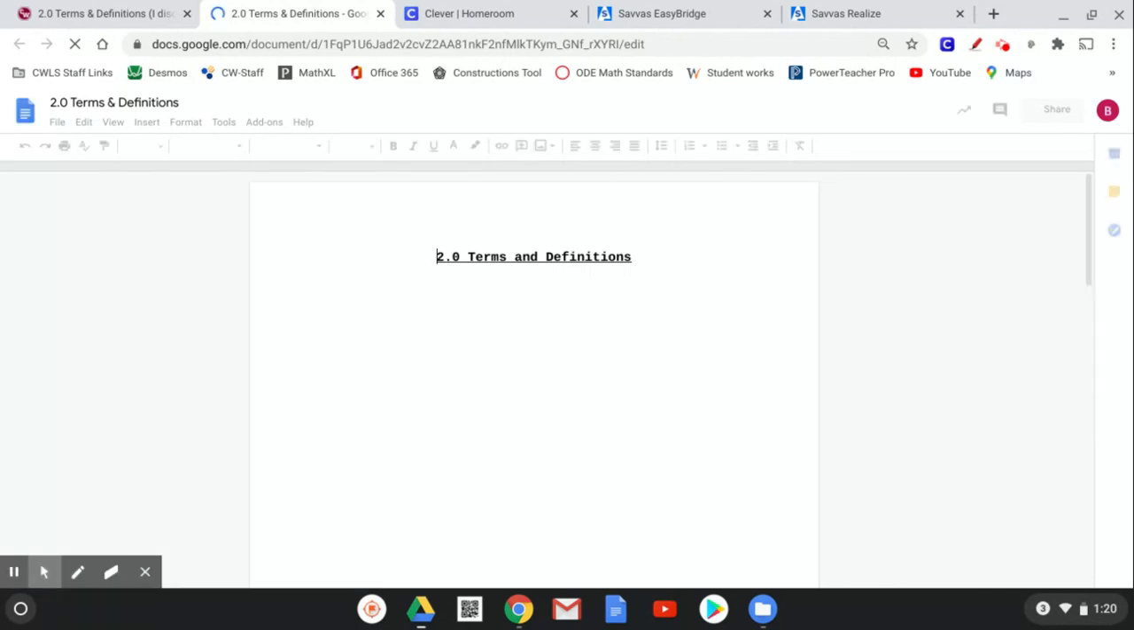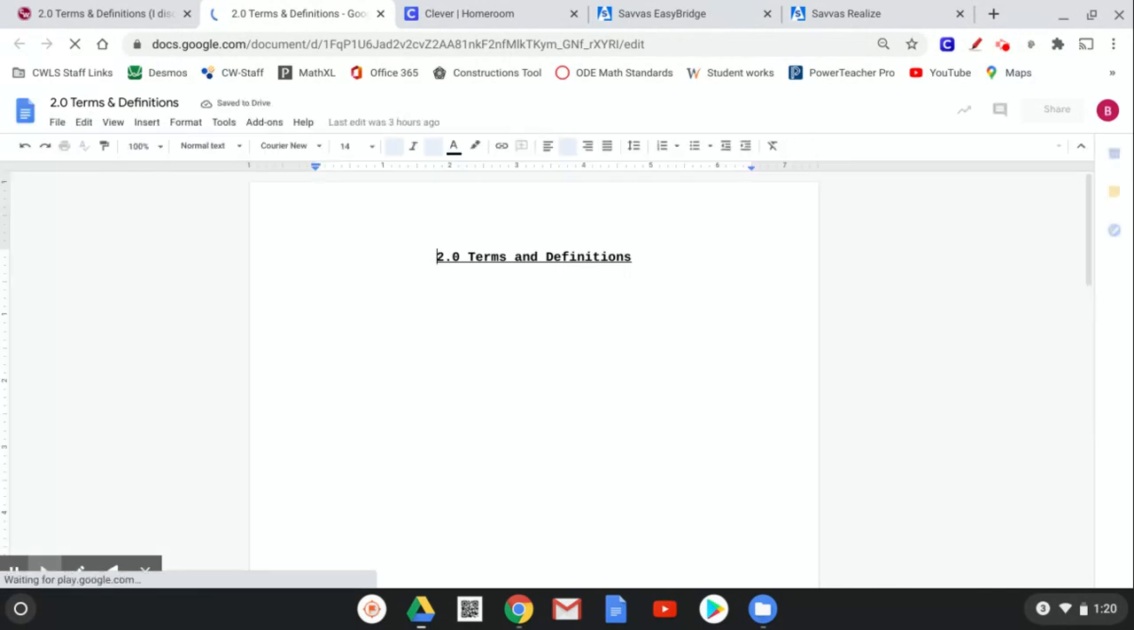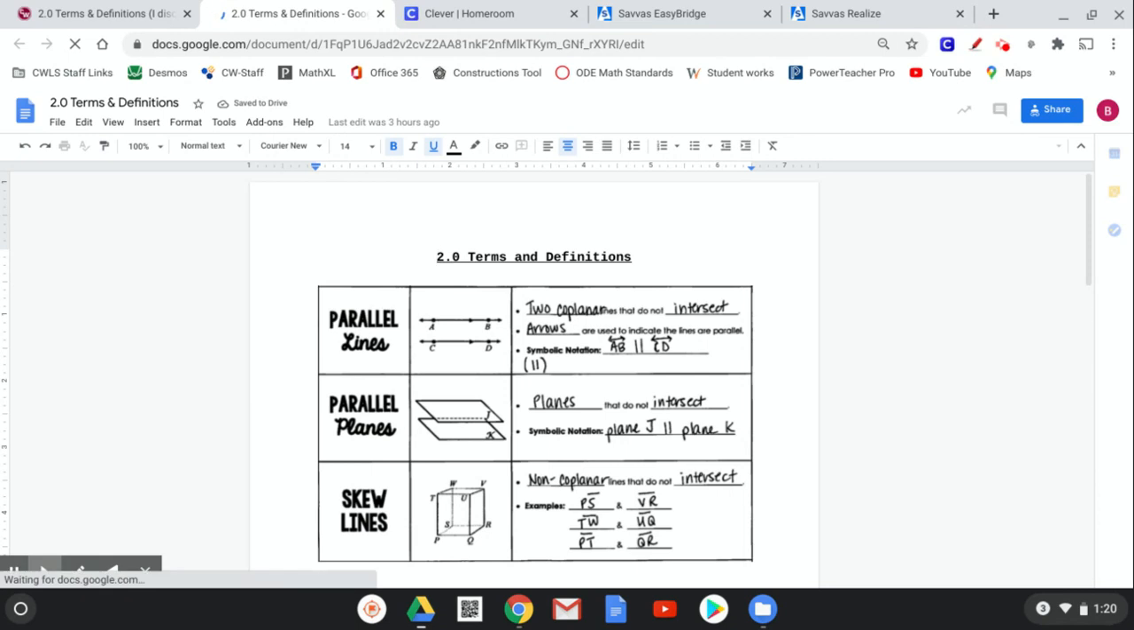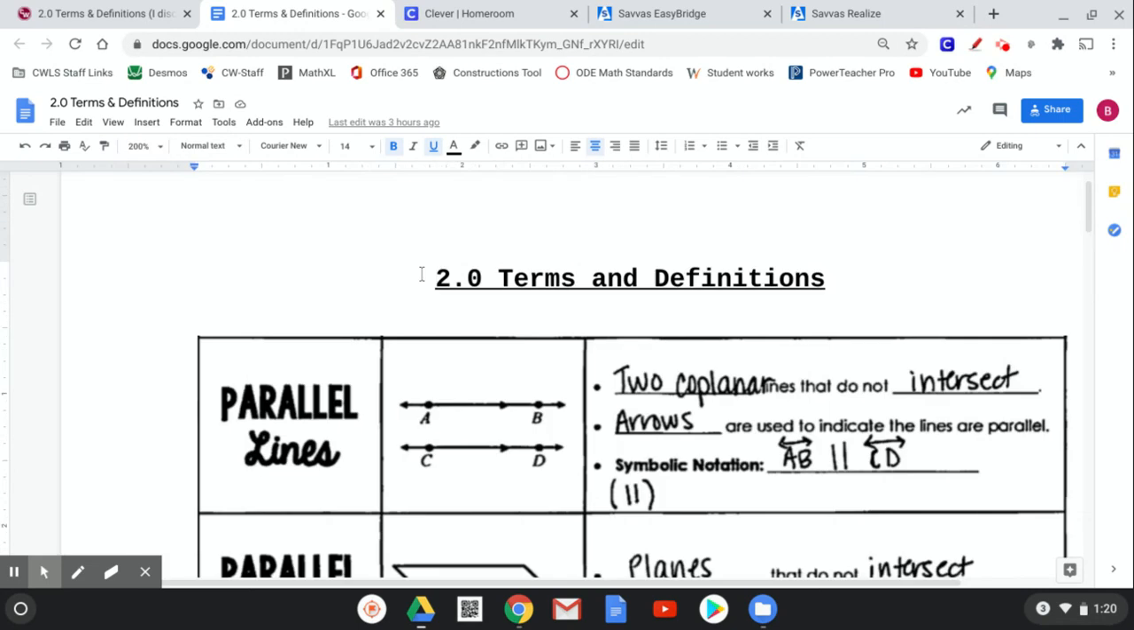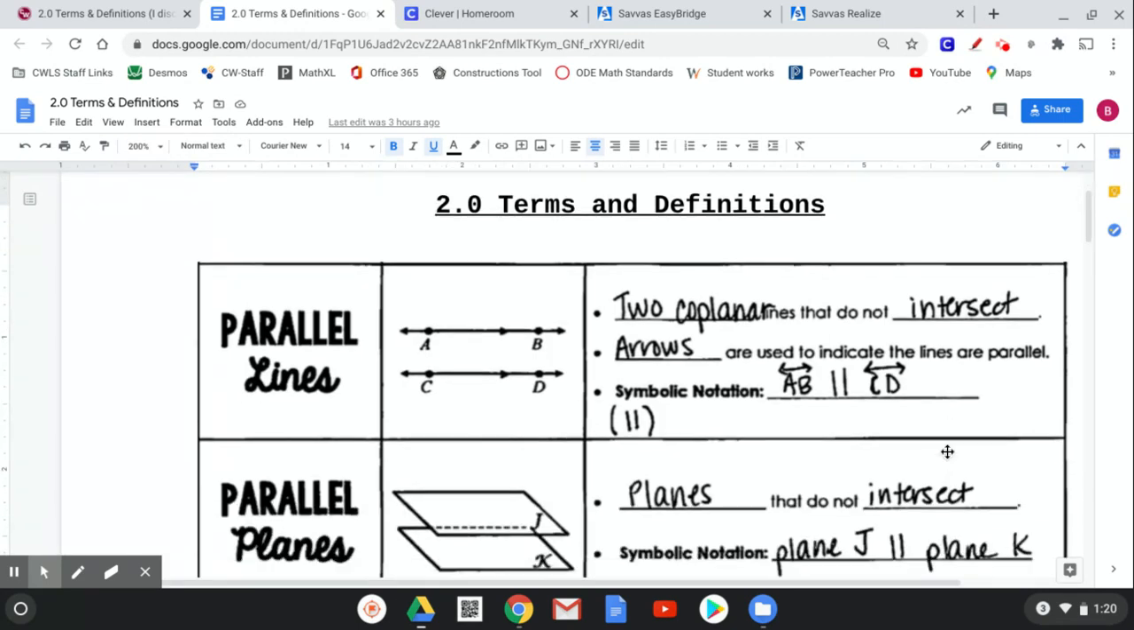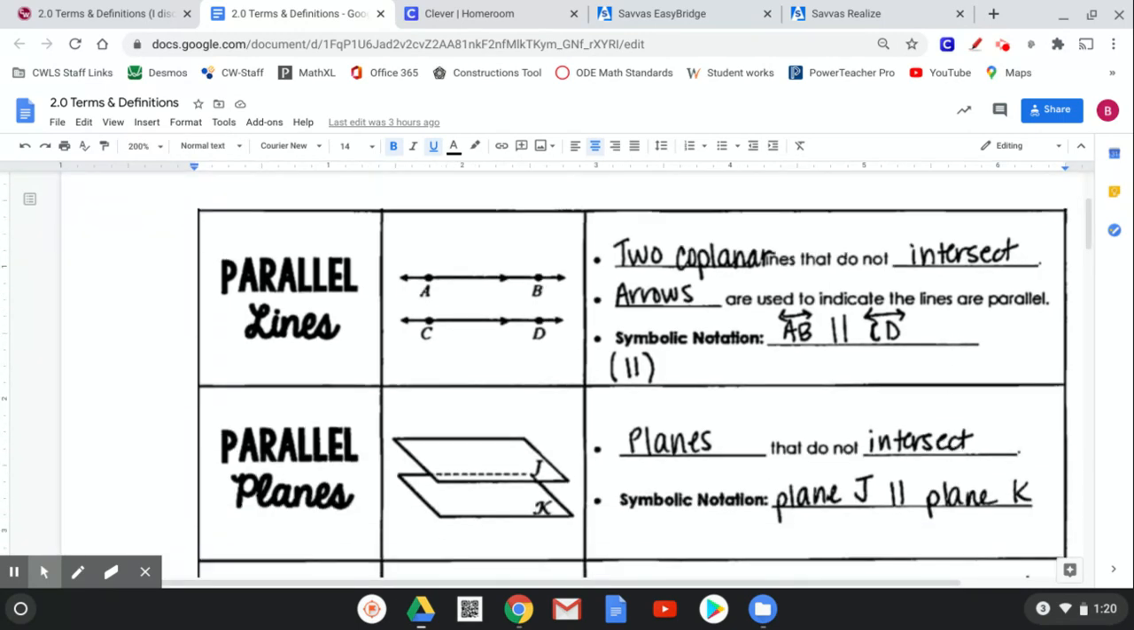So this would be something handy to have out while you're working on problems. Just have this tab open and be able to check back on this when you're working through problems. So for this one, basically, we're going to talk about parallel lines. Chapter 2 is all about parallel lines and the properties that go along with them, the angles that can be created, and things like that.